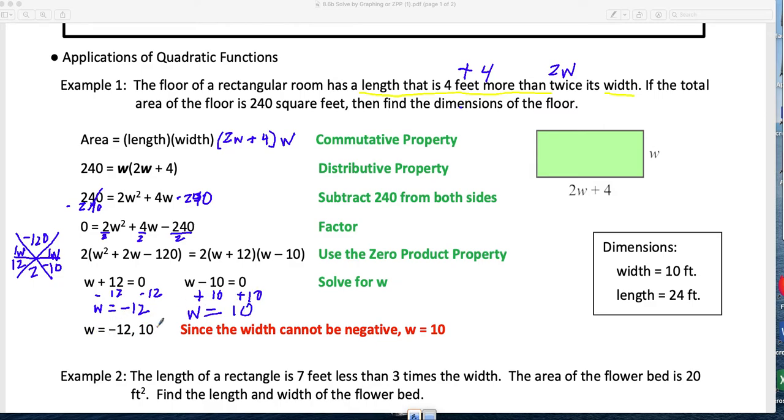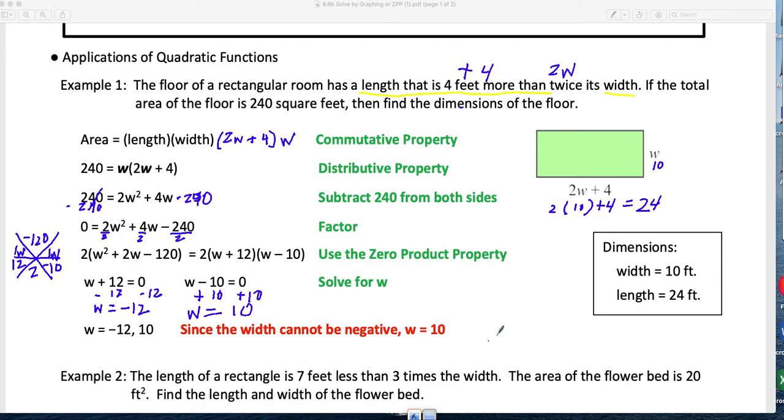So here's my two possibilities. This is a physical object out in the real world. It's a real rectangle, and the width of this rectangle cannot be a negative number. I can't say the width is negative 12. That would make no sense. So this width is 10. W is 10, so the length is 2 times 10 plus 4, and that gives me a length of 24. The area was 240 square feet, so this is 10 feet by 24 feet. Pretty straightforward.